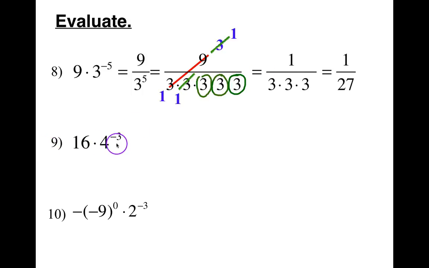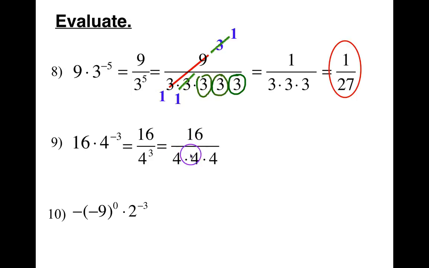Number 9, hopefully you rewrote 16 times 4 to the negative 3rd as 16 over 4 cubed. We're going to go ahead and extend this out as 16 over 4 times 4 times 4. Hopefully you recognize you can reduce both the numerator and denominator by 4. 4 divided by 4 is 1. 16 divided by 4 is 4. Once again, you can reduce by 4, 4 divided by 4 is 1, and 4 divided by 4 is 1. So now what I have left over is essentially a 1 in the numerator and a 4 in the denominator, so it's 1/4. So that's just my answer.